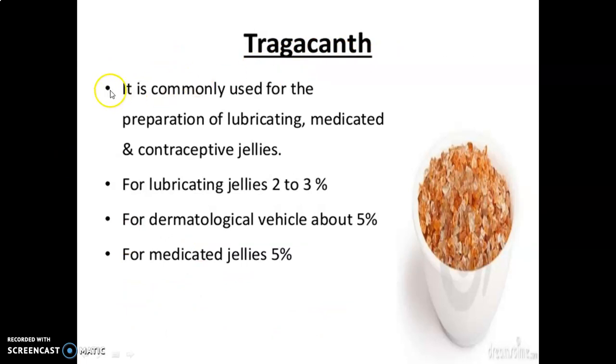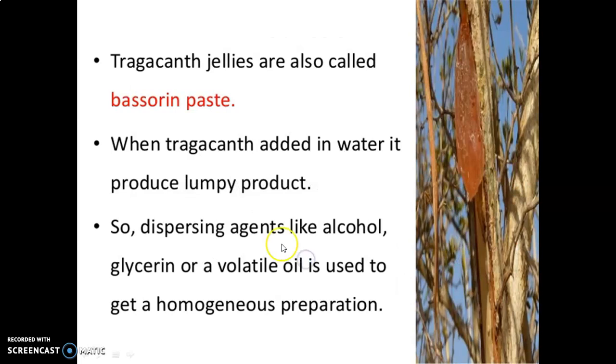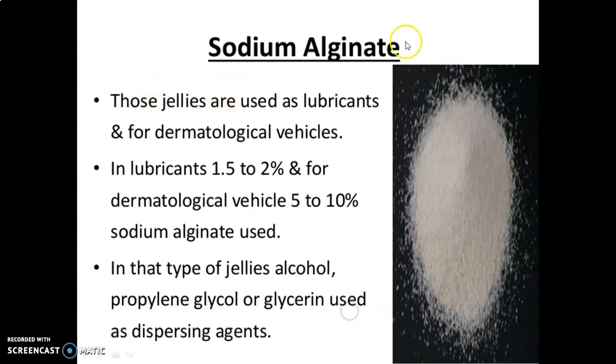The first one is tragacanth. It is commonly used for the preparation of lubricating, medicated and contraceptive jellies. For lubricating jellies, 2 to 3% is used; for dermatological vehicle about 5%; for medicated jellies again 5% tragacanth is used. Tragacanth jellies are also called Basorine paste. When tragacanth is added to water, it produces a lumpy product, so dispersing agents like alcohol, glycerin or volatile oil are used to get a homogeneous preparation.